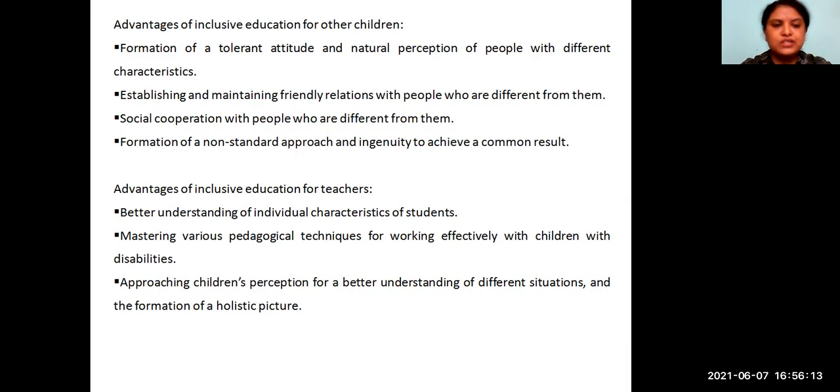And how is it helpful for the teachers? Better understanding of individual characteristics of students, mastering various pedagogical techniques for working effectively with children with disabilities, approaching children's perception for a better understanding of different situations, and formation of a holistic picture.